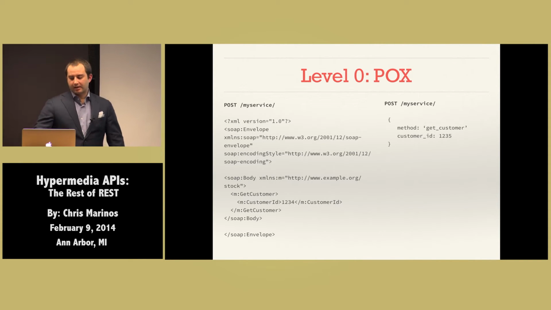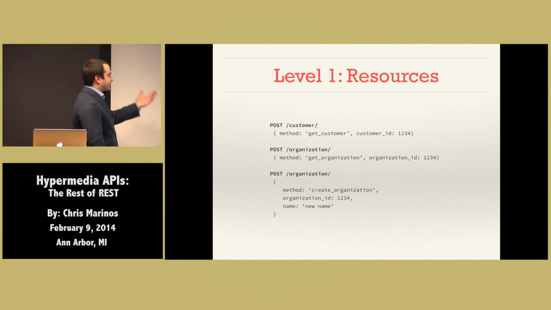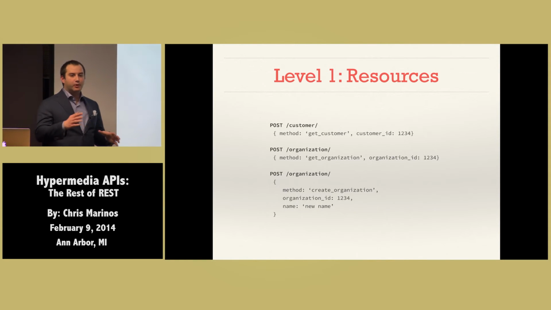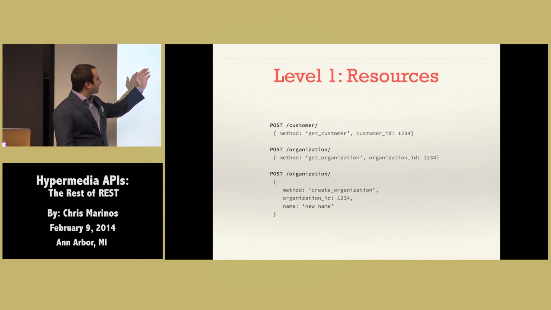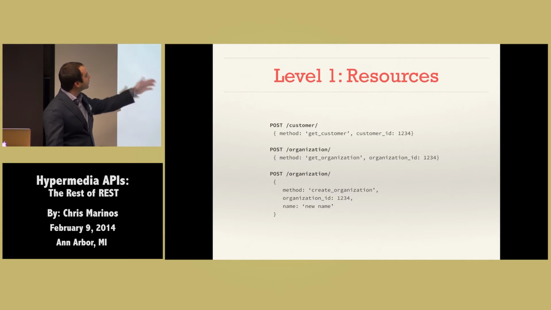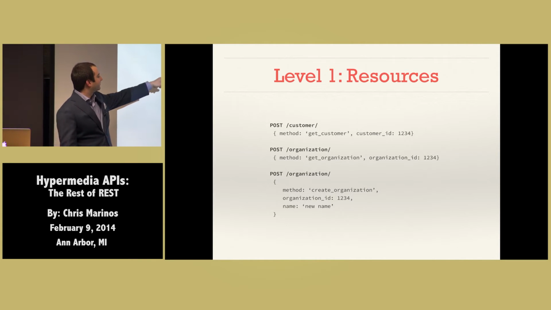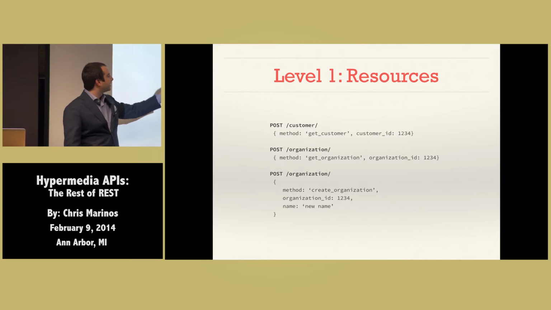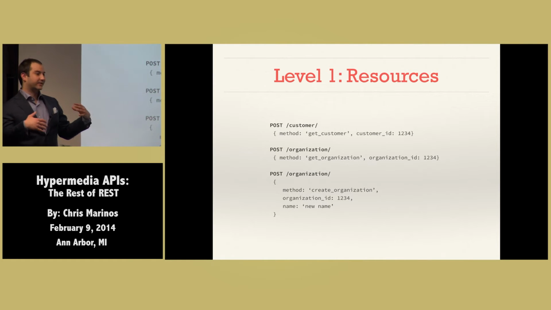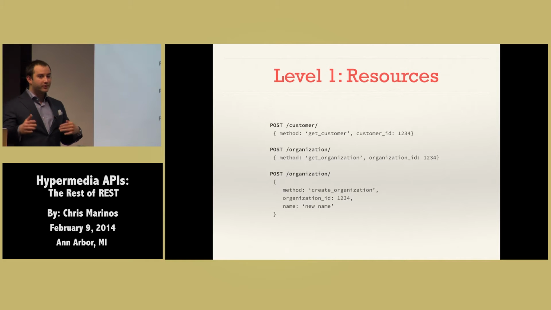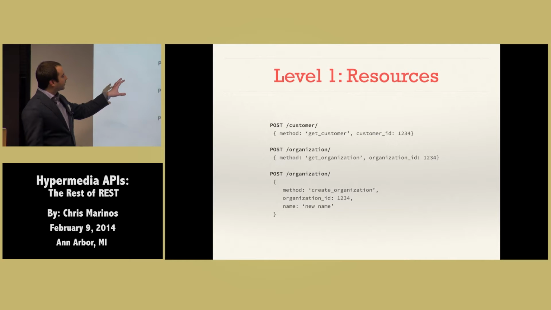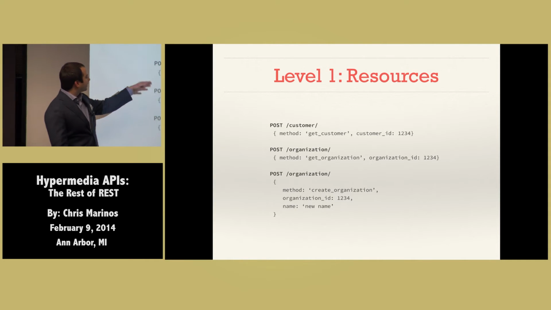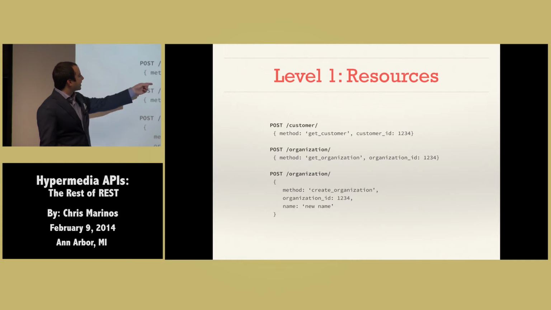according to Richardson. Level 1 introduces the concept of resources, and this is where we start to get into more familiar territory for a lot of people when they think about REST APIs now. We'll have a customer resource, and you post to the customer, and maybe you still have some screwy logic here, like we're going to have a get, and so everything's going over posts. We're not following the HTTP verbs. We're not really treating the whole spec with a lot of respect, but we're starting to get there. So we're going over HTTP, saying get customer, and here's a customer ID. But we also have this organization resource.